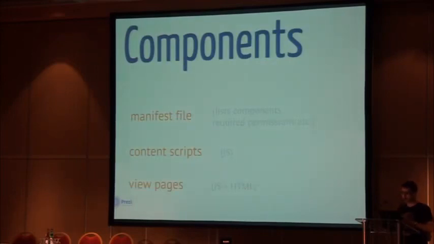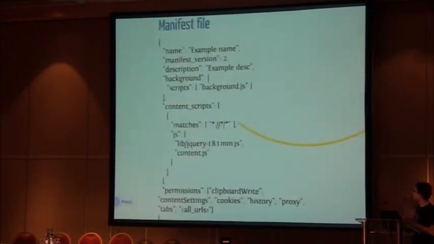Extensions have a few distinctive components. First, you have a manifest file, similar to most mobile applications. The manifest file lists all the components embedded and defines the application permissions and stuff. And there are two other components that we will take a deeper look at during this whole talk: content script and view pages.